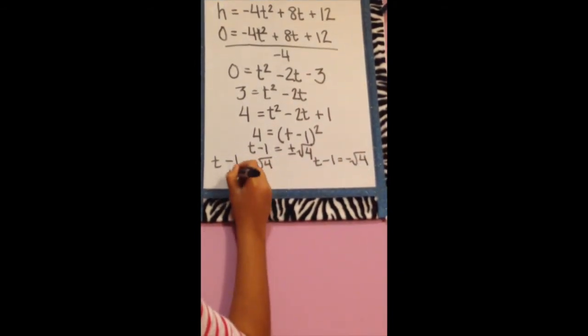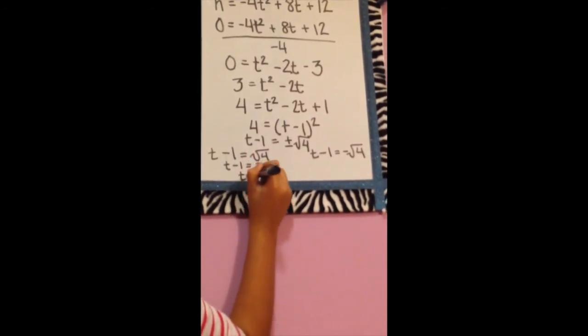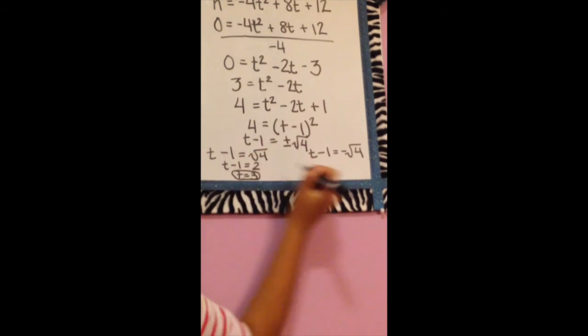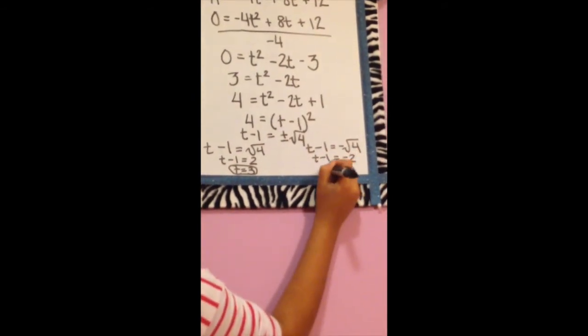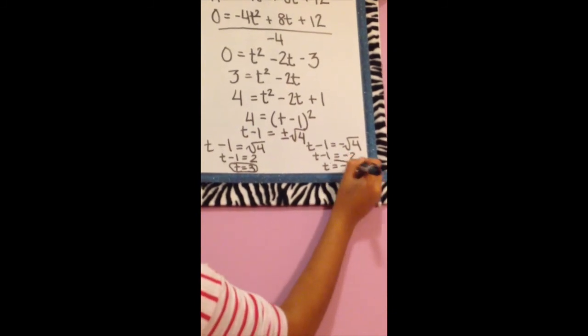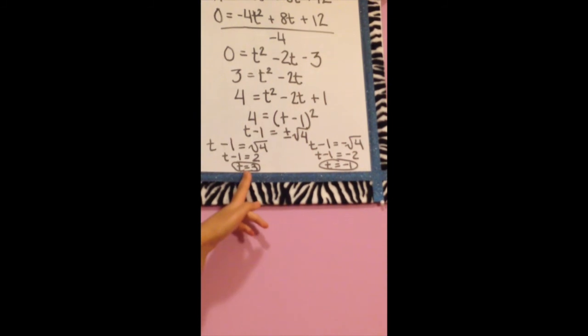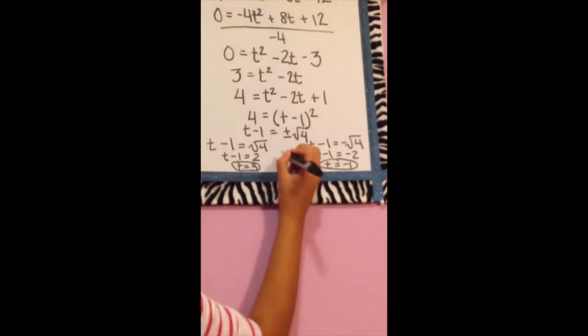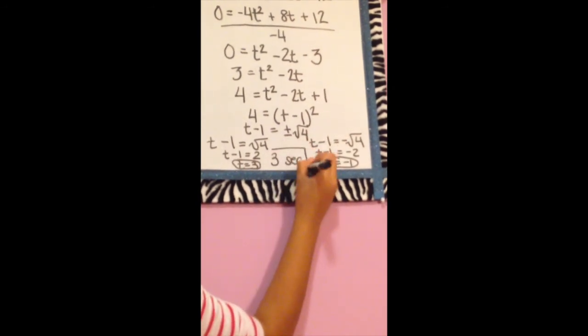So here t would equal 3, and here t would equal negative 1. Now, since there can't be a negative time in a word problem, you're going to use the 3. So the ball will hit the ground 3 seconds after it's been thrown.